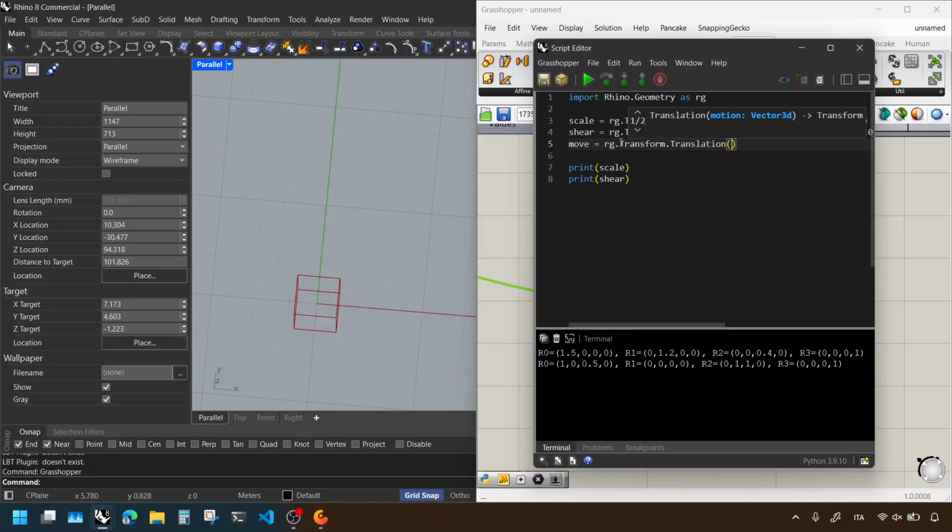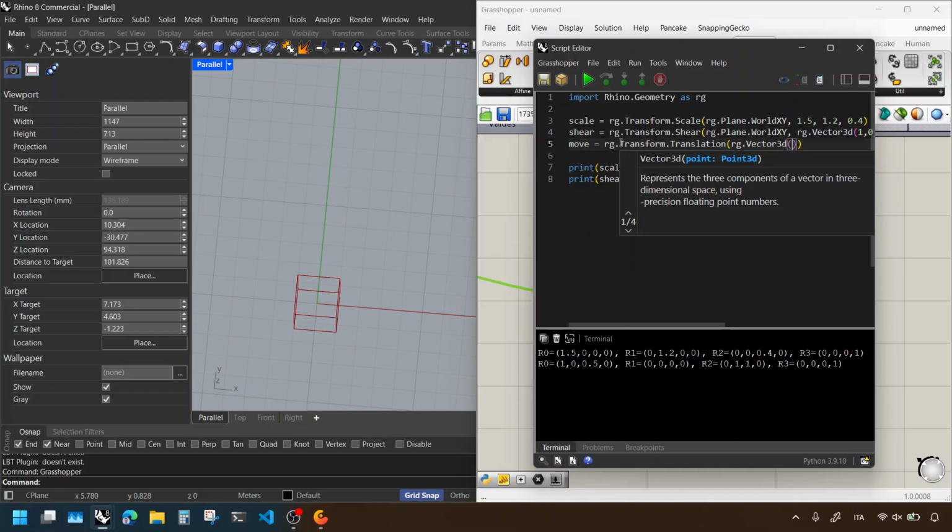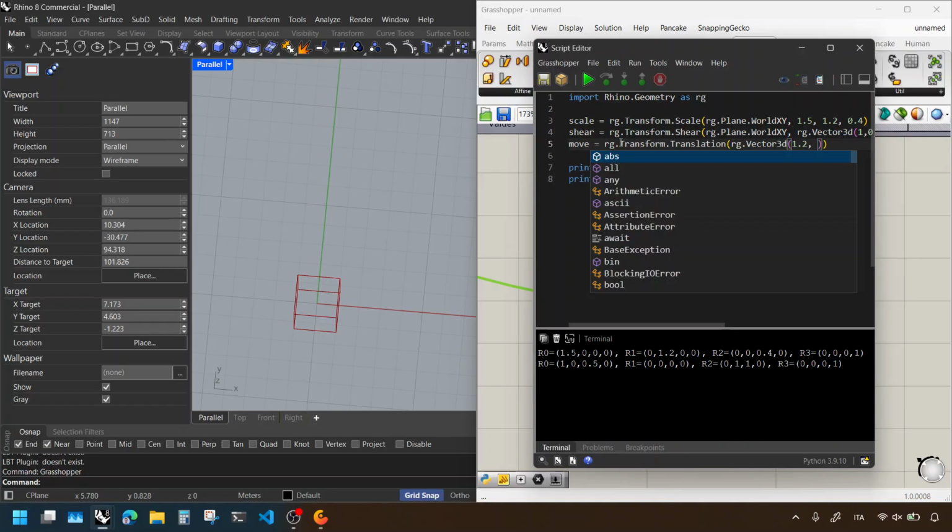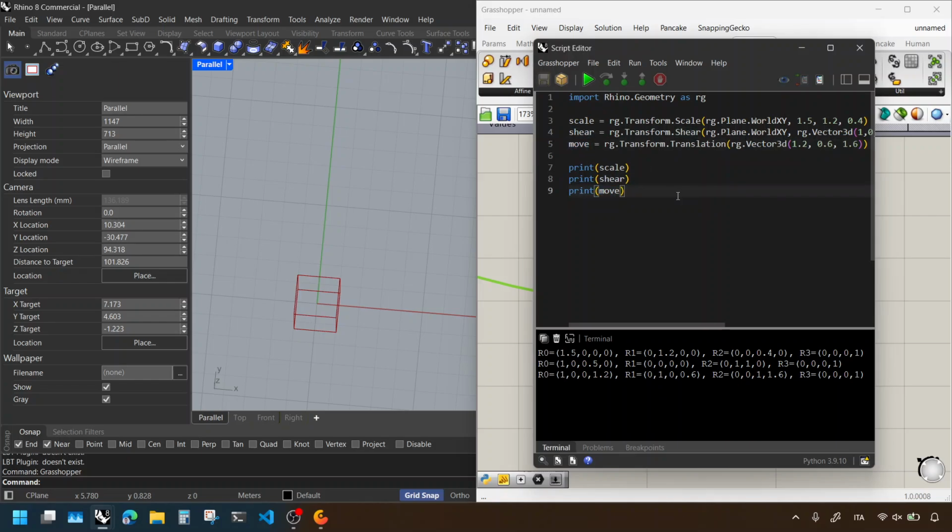translation here. And here you just get a vector in, so Rhino geometry of vector 3D, and you get 3 components. So let's say we want to move 1.2 in the x, 0.6 in y, and maybe 1.6 in z. Okay, so let's put that in as well. So we have move.